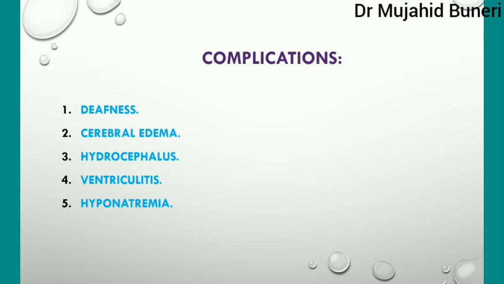Okay, moving on to complications of acute pyogenic meningitis. It includes number 1, deafness due to the 8th cranial nerve palsy. It is the most common complication. I already told this. 2. Cerebral edema. 3. Hydrocephalus. 4. Ventriculitis, meaning inflammation of ventricles within the brain. 5. Hyponatremia.